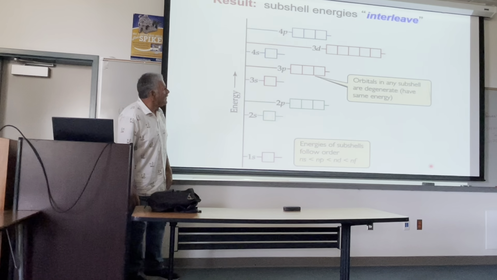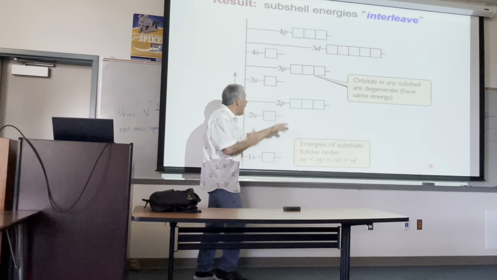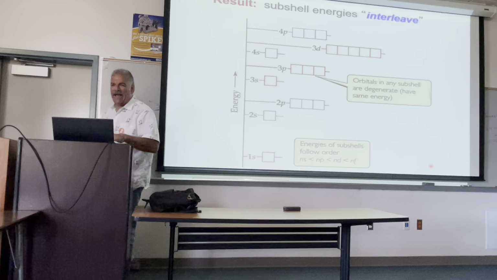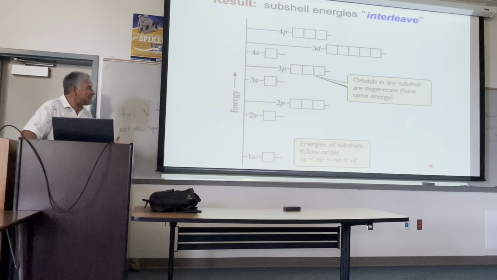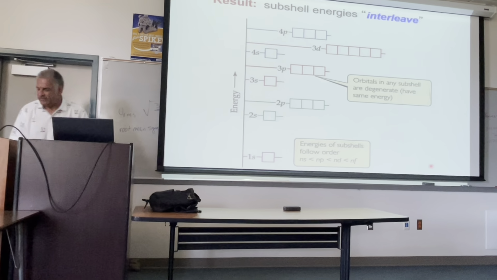Okay. Now within the subshell, the px, the py, and the pz are the same. However, this guy's out of whack, right? The 4s is lower than the 3d, and then when you go to the 5s, same thing happens.